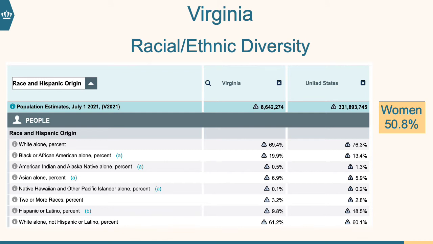Virginia has a white population that is approximately the same percentage as the United States. Virginia's African American population is slightly larger than the country as a whole, yet the Latinx population is significantly smaller. Women make up slightly more than half of the population in Virginia and the United States.